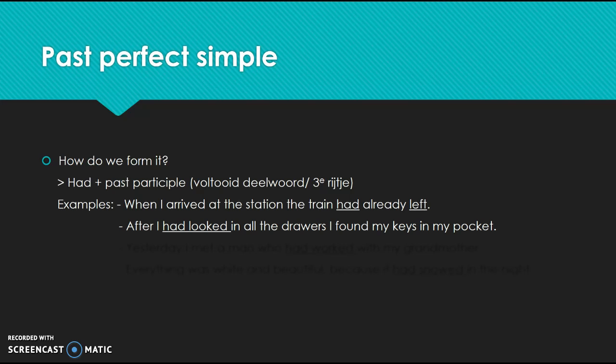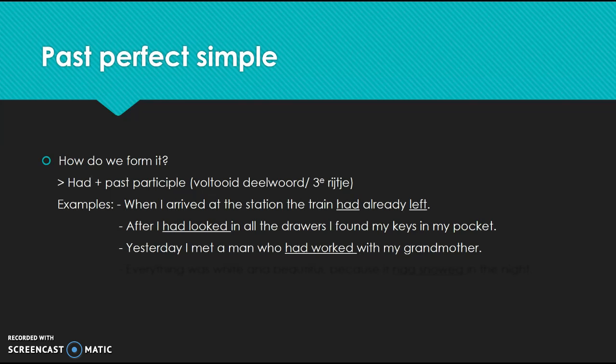So, for your second example, after I had looked in all the drawers, I found my keys in my pocket. The earliest action on your timeline would be you looking for your keys. That's why you use the past perfect simple here. You finding your keys is the second action. That's why you use the past simple, in this case, found.